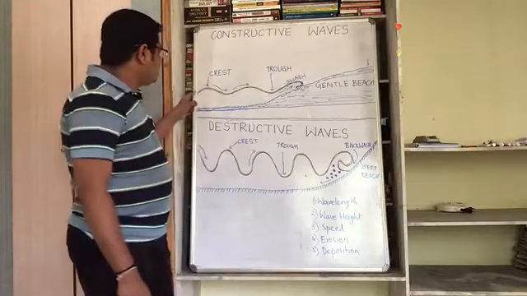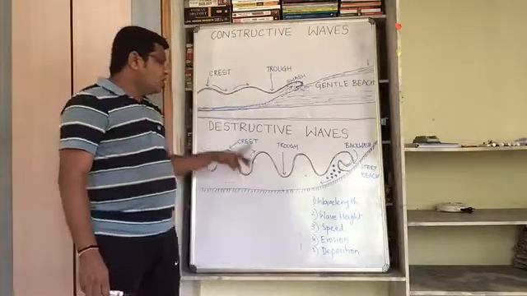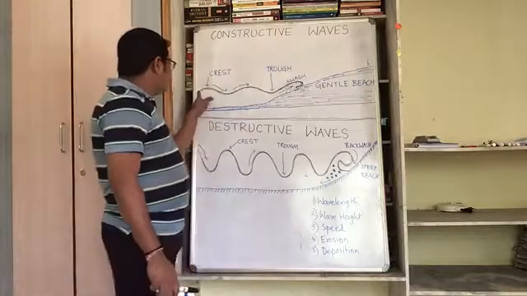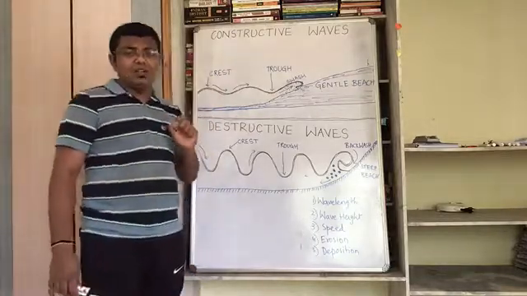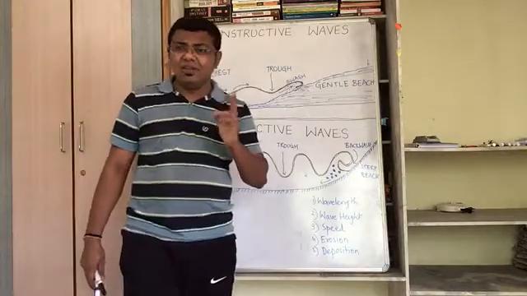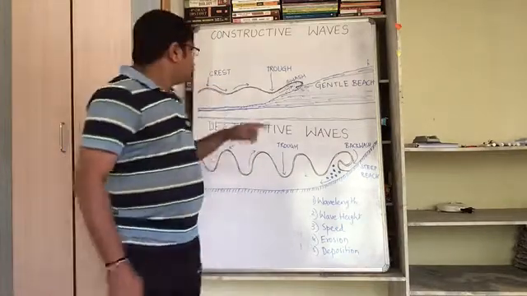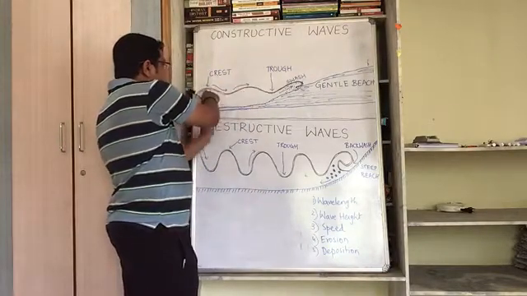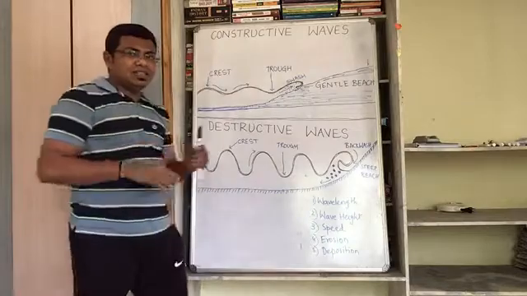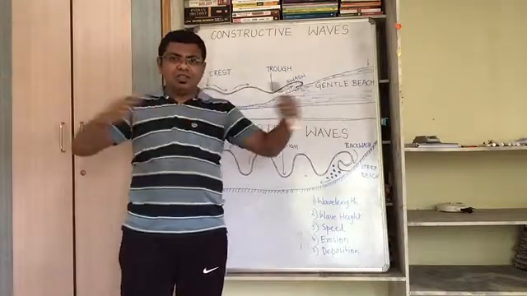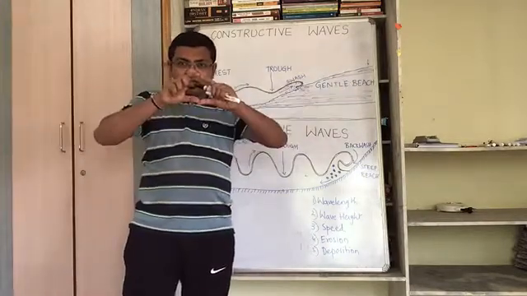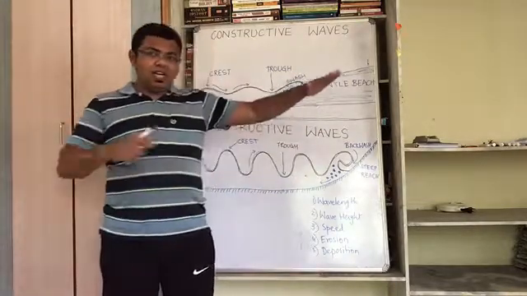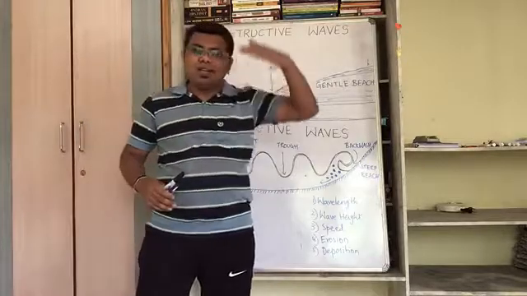Second important thing in the constructive waves is the wavelength and wave height. What is the wavelength? Wavelength is the distance between two successive and adjacent crests. So if you see two adjacent crests here, crest 1 and crest 2, the distance is large. So wavelength is high. The distance between two constructive waves is more. So if the wavelength is more, it means that the wave height is less.